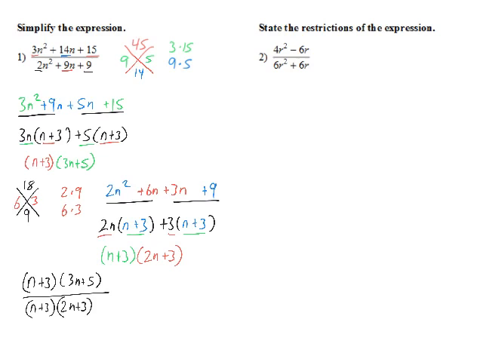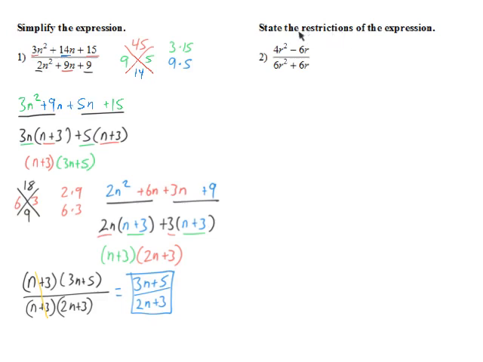Do either the top and bottom have anything exactly the same? And yes, they do. They have factors that are the same. That creates a 1, because anything over itself is a 1. 1 times anything just doesn't change its value. So what's left is a 3n plus 5 over 2n plus 3. And that would be our simplified form.